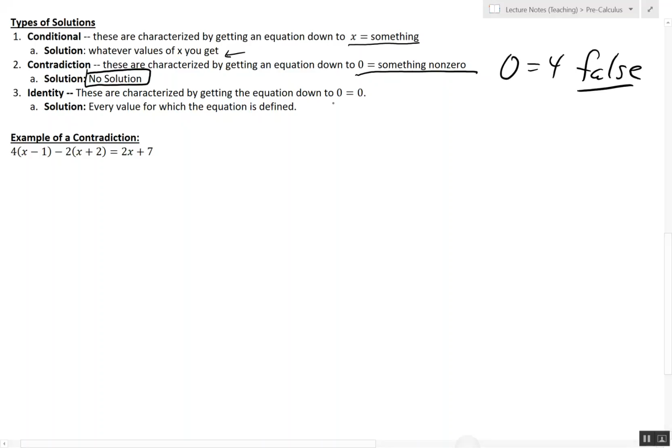Identity: you get down to 0 equals 0. So that means that no matter what value of x you get, both sides of the equation are always going to be equal to each other. So this means that your solution is everything for which your equation is defined. So in previous courses they may have just said the real line, but of course not all our domains will be the entire real line. And so identity is better stated as every value for which your equation or function is defined. So let's look at a contradiction here.